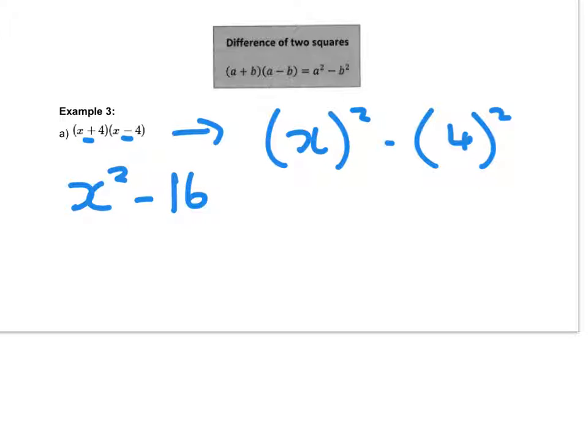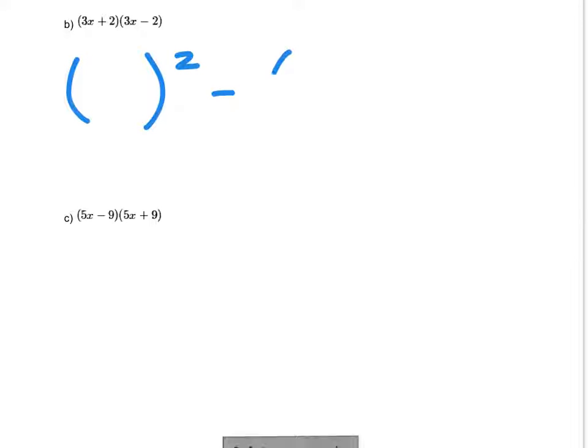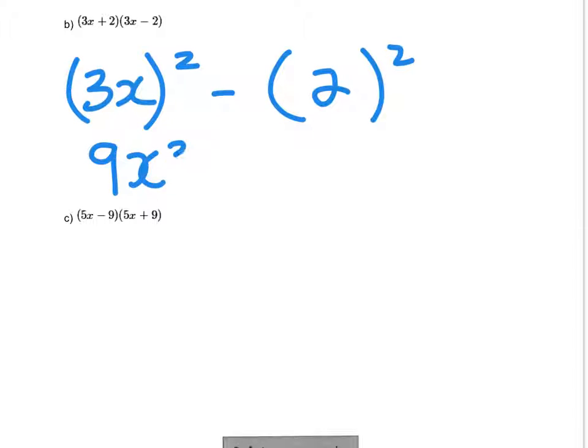So let's skip down and have a look at another example of how that one would work. Okay, we'll see here. If you look, how do I know this is an expansion of a difference of two squares? Well, because it's the same thing, except there's a plus between them in one and a minus between them in the other. So it's something squared minus something squared when you expand it. Okay, so it's the first one squared minus the second one squared. So 3x times 3x is 9x squared minus 2 times 2, 4.